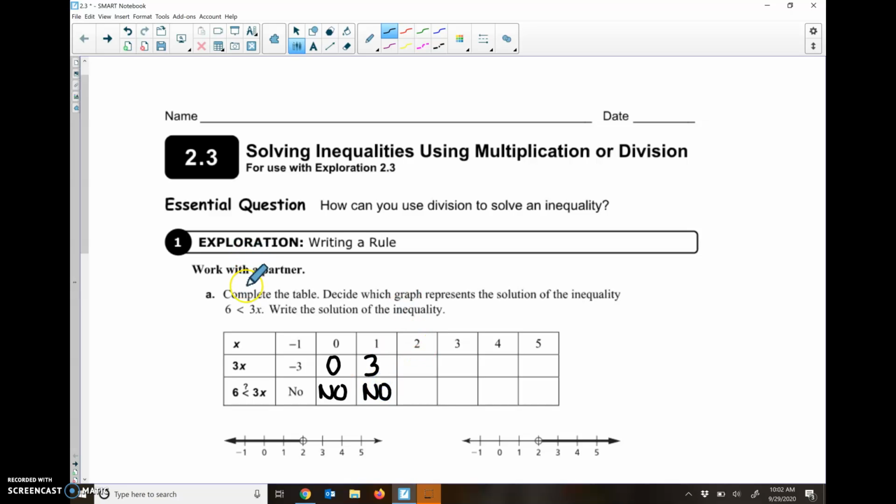2, this one's kind of tricky. 3 times 2 is 6. Is 6 less than 6? Since it's just a less than sign, we're going to have to say no. It's equal to 6, but it's not a less than or equal to sign.